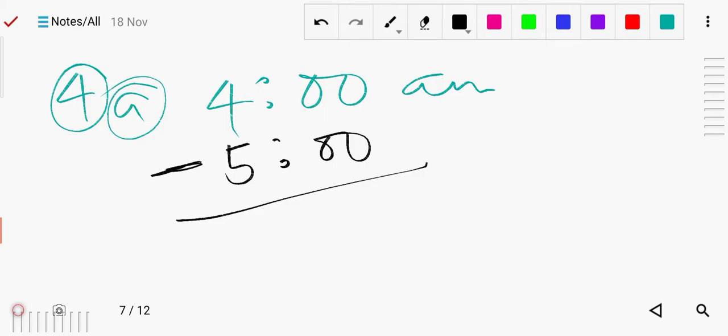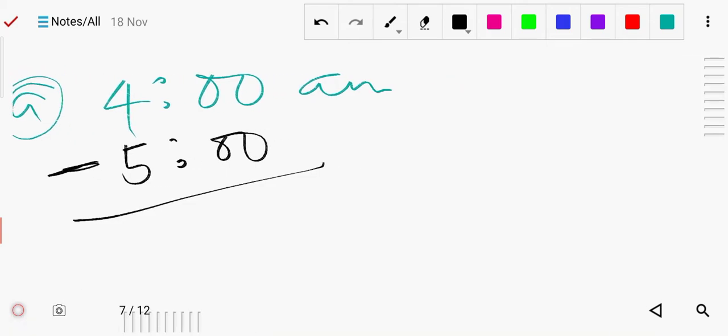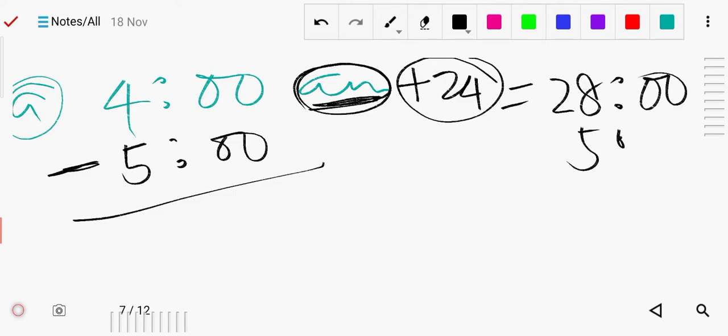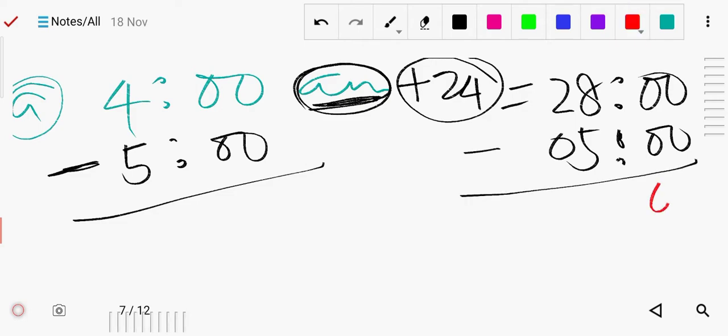No. So what you will do, as I told, when it is AM and you cannot subtract directly, you can add 24. So add 24 here, so it will now be 28. Now you can subtract 5 hours easily. When you subtract, it will be 23. Now this is your 23.